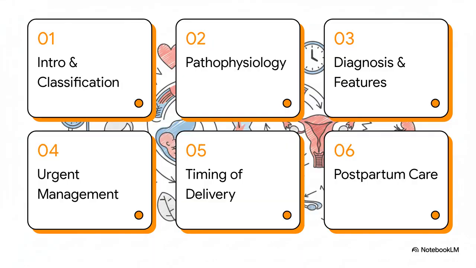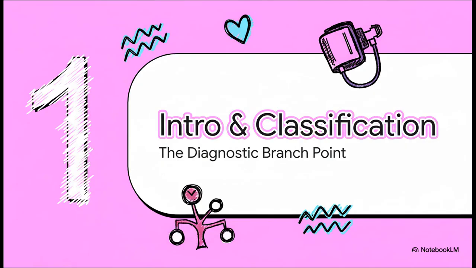So here's our game plan for this explainer. We're going to follow a really logical clinical workflow. We'll start with classification and pathophysiology, then move through diagnosis and urgent management, and we'll wrap up with timing of delivery and postpartum care. The very first step in management is always accurate classification.